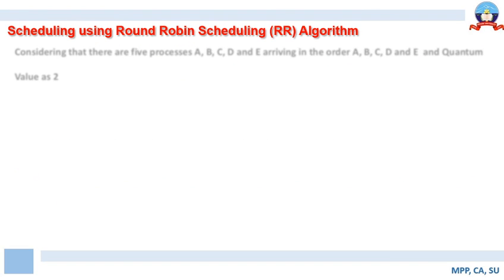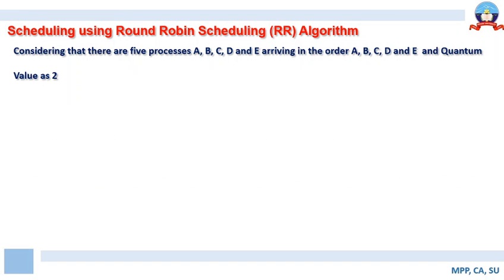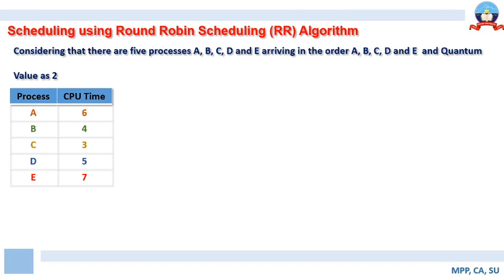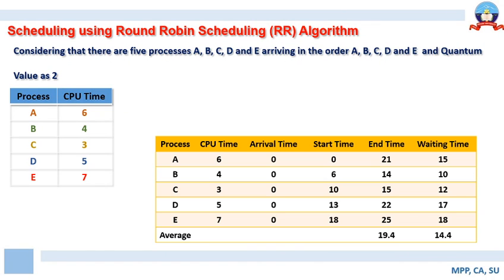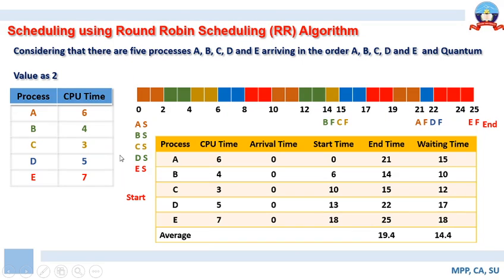Let us try to understand it with the help of an example. Here I've taken the same 5 processes A, B, C, D and E, arriving in the order A, B, C, D and E, with a quantum value of 2. Now we'll start the execution. A, B, C, D and E start at the 0th instance of time.